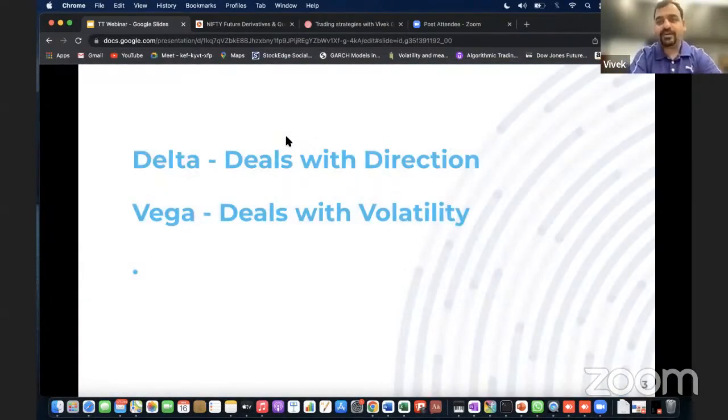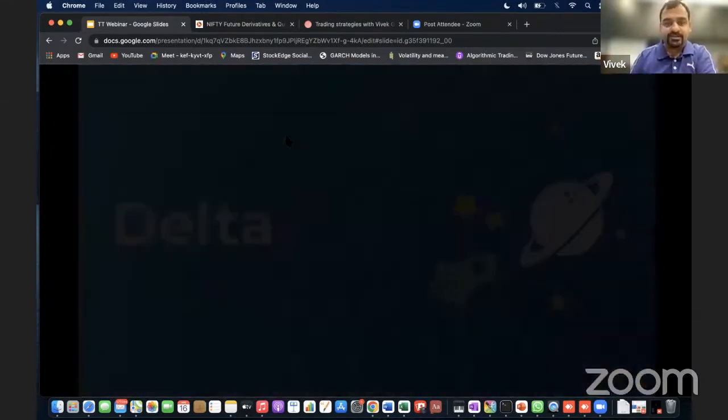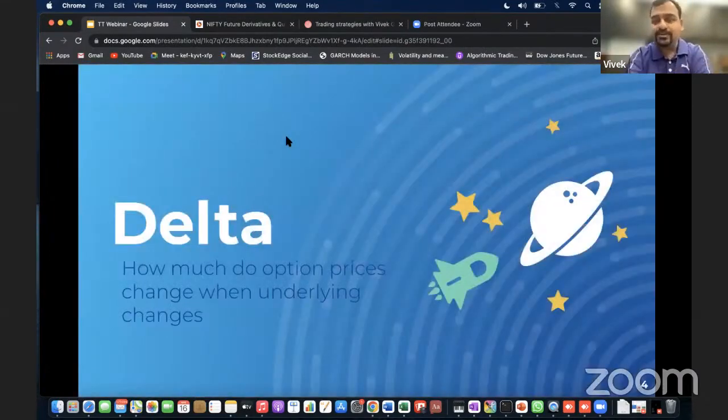To simplify it, you can always remember easily: Delta starts with D, so it deals with direction. It is connected to direction. And Vega, which starts with V, is connected with volatility. So let's look at Delta. What does it mean? In simple words, it is how much the option price changes with respect to a change in the underlying.